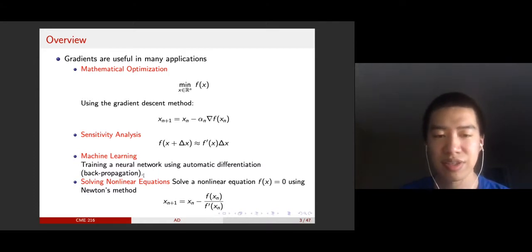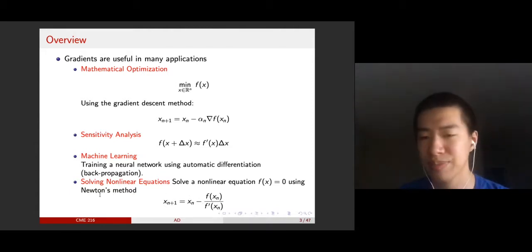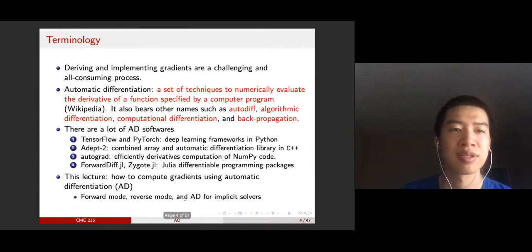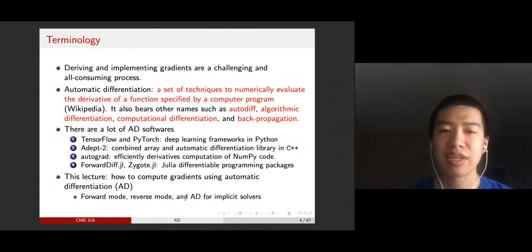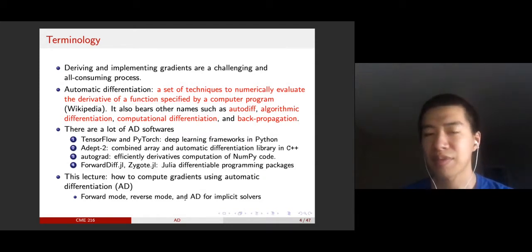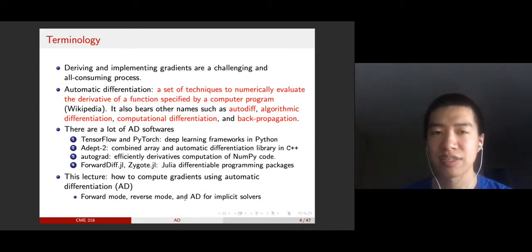And in solving nonlinear equations, you also want to use gradient to perform the so-called Newton's method or Newton-Raphson method, and that's very important in many engineering problems. However, deriving and implementing gradients is a very challenging and all-consuming process. Just think about you have a very complex function, and then you want to derive all the gradients by hand and implement that. That will consume a lot of time and energy.